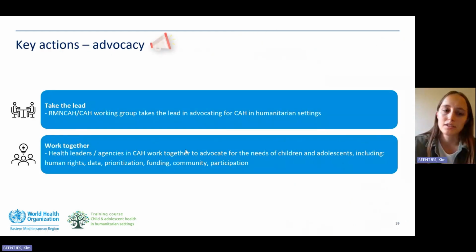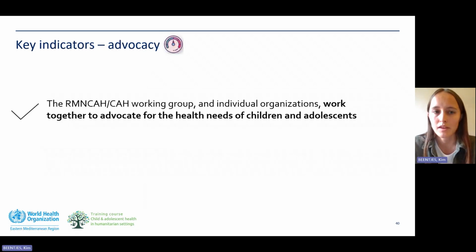The key actions that are linked to this are taking the lead, that the working group must take the lead in advocating for child and adolescent health in humanitarian settings, and health leaders and agencies in child and adolescent health need to work together to advocate for the needs of children and adolescents, including human rights, data, prioritization, funding, community, and participation. The indicator that is linked to this is that the working group and individual organizations work together to advocate for the health needs of children and adolescents.